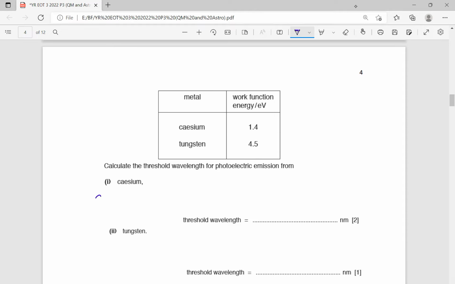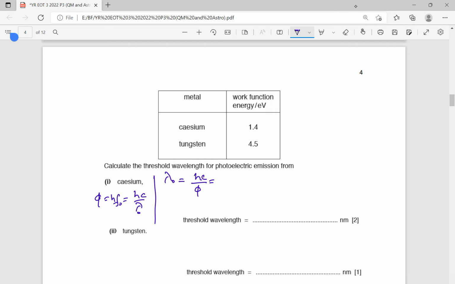So we know that the work function is equal to h f naught, where f naught is the threshold frequency. This will be equal to hc over lambda naught, where lambda naught is the threshold wavelength. So if I make lambda naught the subject, the threshold wavelength is going to be equal to hc divided by the work function. So we can substitute.